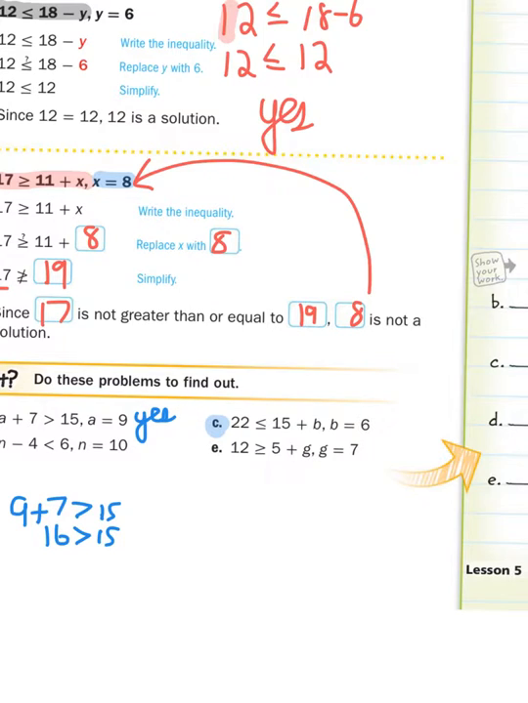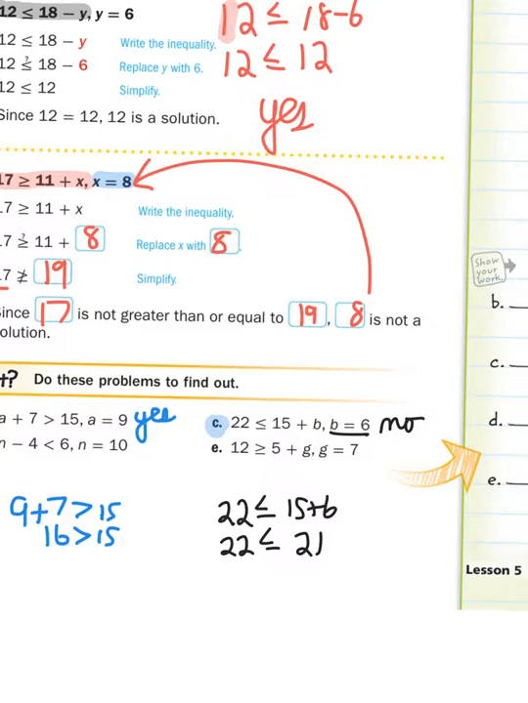All right, let's test out problem C. So we have to test to see if 6 is a solution. So I'm going to write it down here. 22. Is it less than or equal to 15 plus 6? So when I solve that, 15 plus 6 is 21. So my question is, is 22 less than or equal to 21? And the answer would be no, because 22 is greater than 21. So you would write no for C.